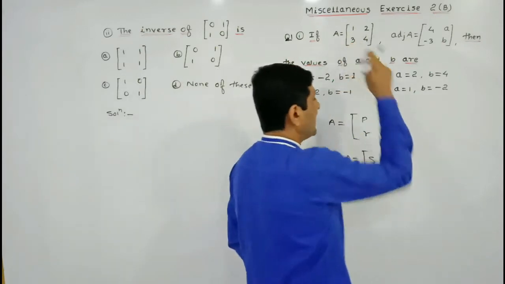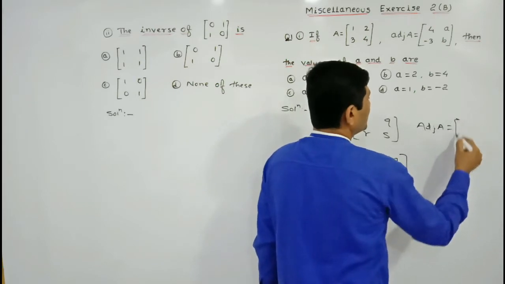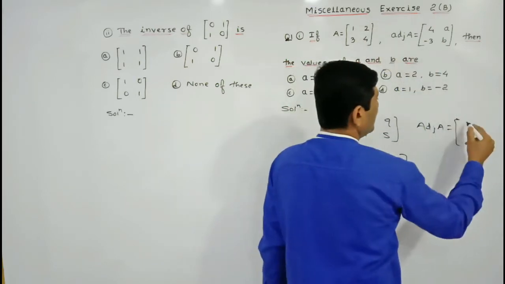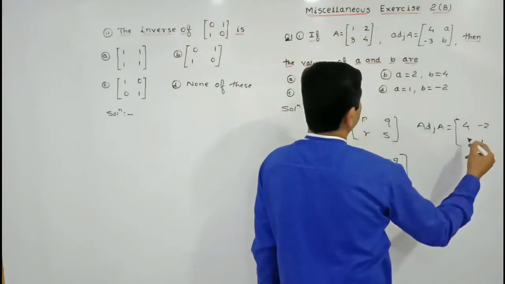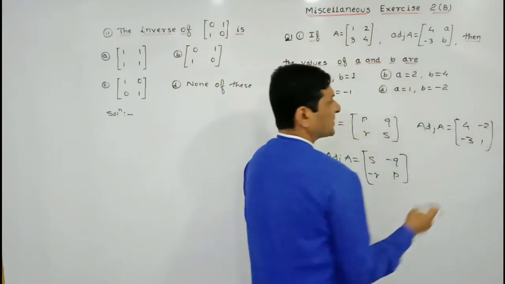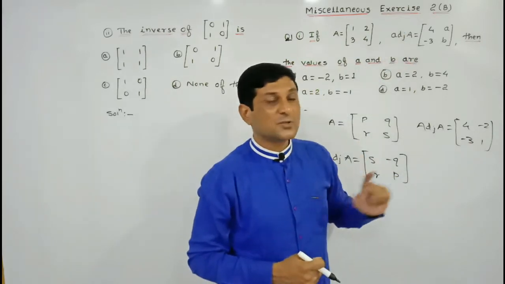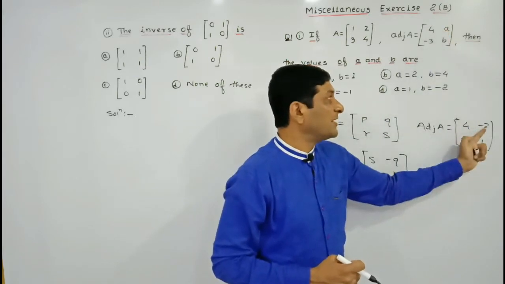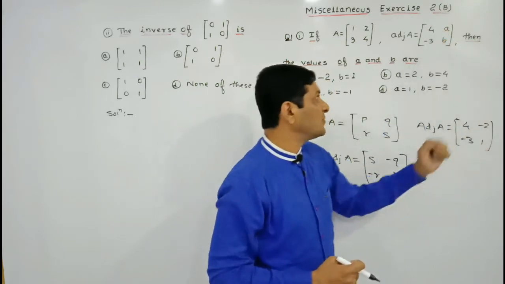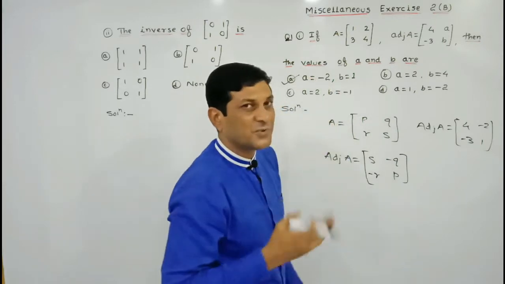So if this is the matrix, then what will be its adjoint? Adjoint of A will be equal to, simply we have to interchange these two elements 4 and 1 and change the sign of these two elements, meaning here we will get minus 2 and here we will get minus 3. Once the adjoint is known to us, and the adjoint is already given, by comparing these two matrices we can conclude that A is equal to minus 2 and B is equal to 1. So A is equal to minus 2 and B is equal to 1 is given in the first option.